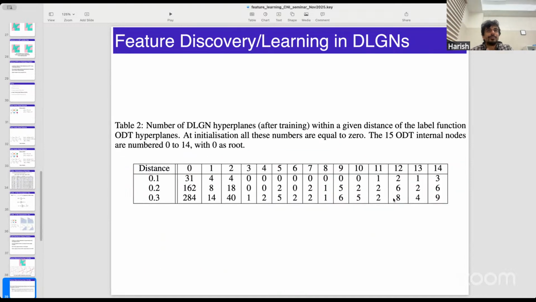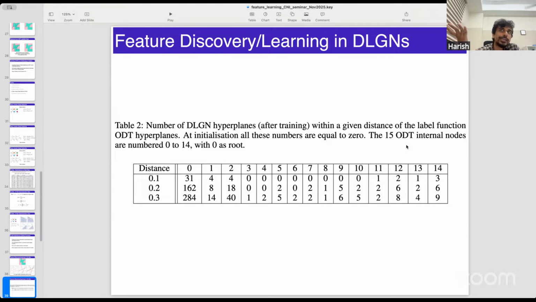So here's a more quantitative example where you train a DLGN with a 15 node, or rather depth 4 ODT, data, and you find that out of the 400 hyperplanes, a vast majority of them actually end up being quite close to the hyperplane corresponding to the root node. But pretty much all the hyperplanes of the ODT are discovered. So this is the feature discovery, or the feature learning, phase of the learning process.